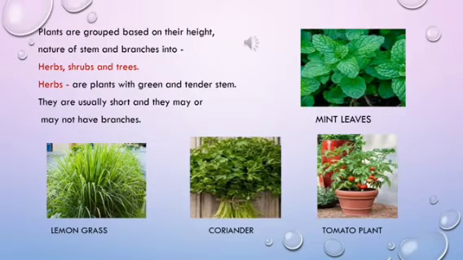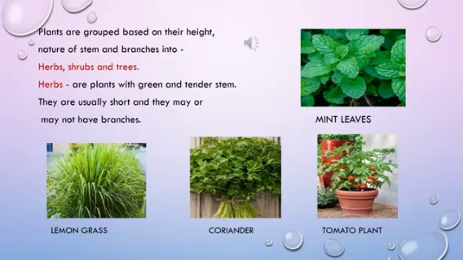Plants are grouped based on their height, nature of stem and branches into three groups, namely herbs, shrubs and trees. Herbs. Herbs are plants with green and tender stem. They are usually short and they may or may not have branches. Example: mint leaves, coriander, lemongrass, tomato, etc.